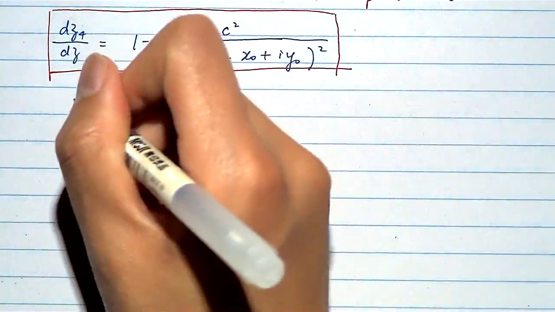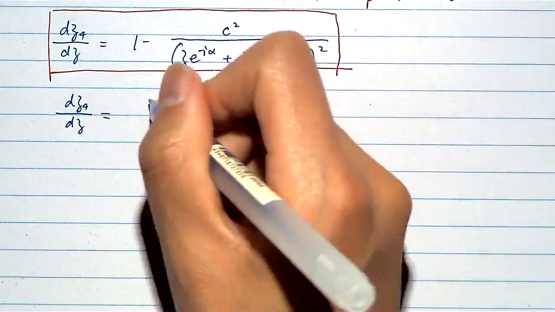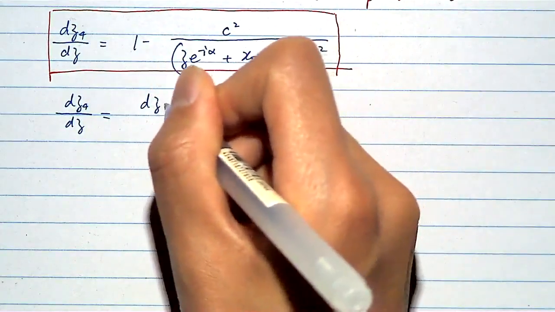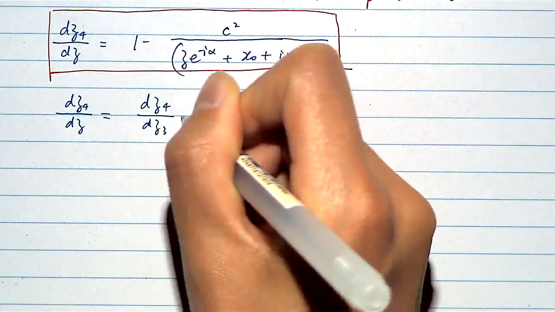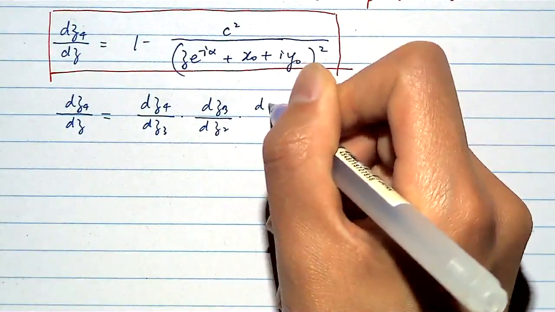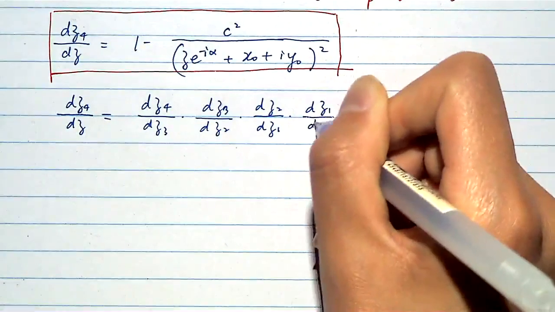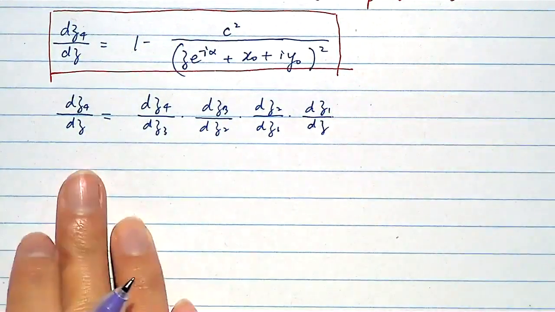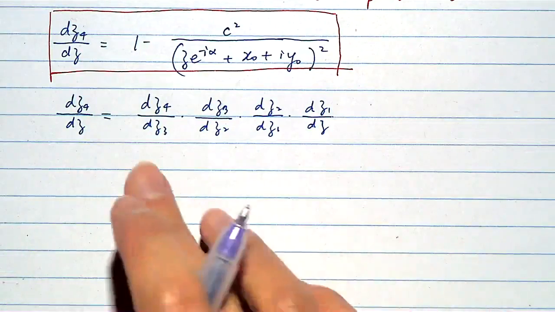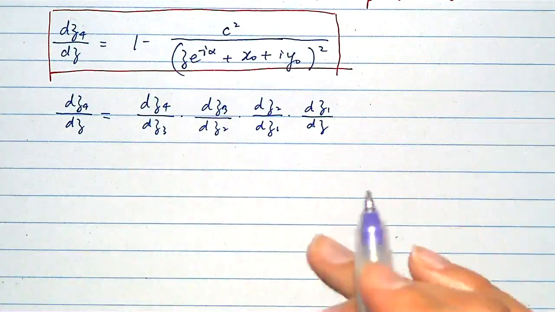Okay, so we need the chain rule, right? To find dz4 over dz, it can be written as dz4 upon dz3 times dz3 divided by dz2 times dz2 by dz1 and finally dz1 by dz. So we can break this one into these 4 parts, and each part can be calculated directly from those 4 steps. So let's go backward.